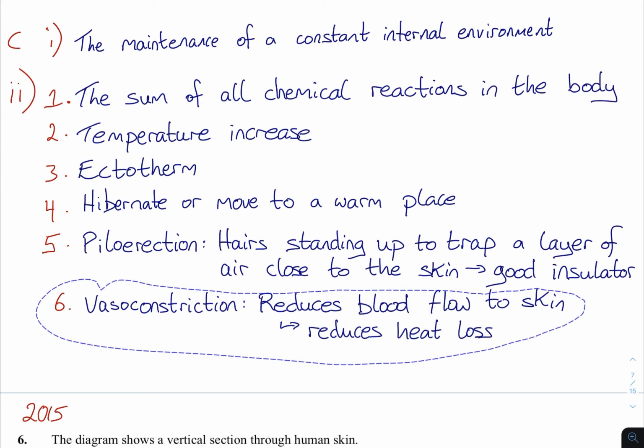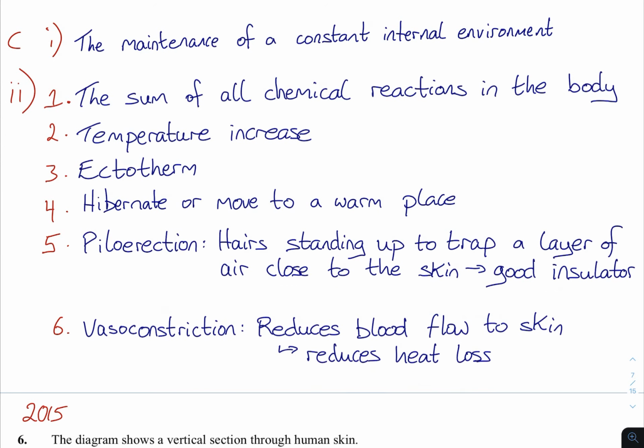Remember, if you look at your double glazed or triple glazed windows, they have air in between the panes of glass. The reason they have air is because air is a good insulator. It will help keep us warm. So piloerection, and why it's important: it's hair standing up, and it traps a layer of air close to the skin, and it's a really good insulator.